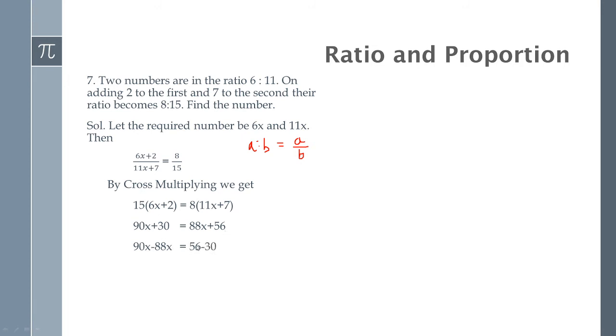Now 90x. 88x is coming this side, it's a positive value. When it comes this side, it's a negative value. Then 30 is going to the other side, it's a positive value, and when it comes this side, it becomes a negative value. Now 90 minus 88 is 2x, and 56 minus 30 is 26. Here 2 ones are 2, 2 thirteens are 26, means x is 13.